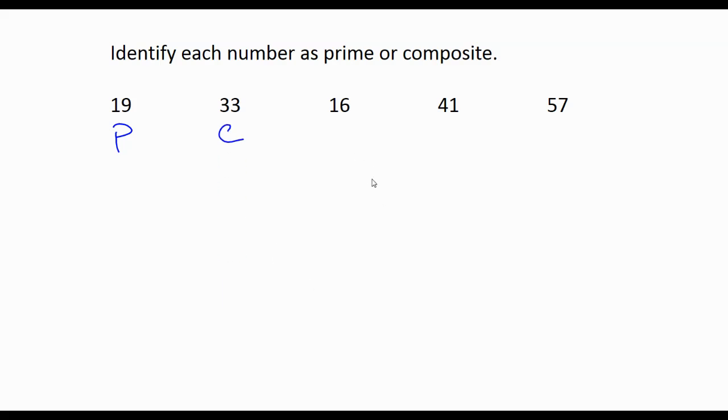What about 16? Well, 16, right away, you probably recognize 4 times 4, 2 times 8. It's definitely going to be a composite number. It's not prime because there's other ways to get 16.